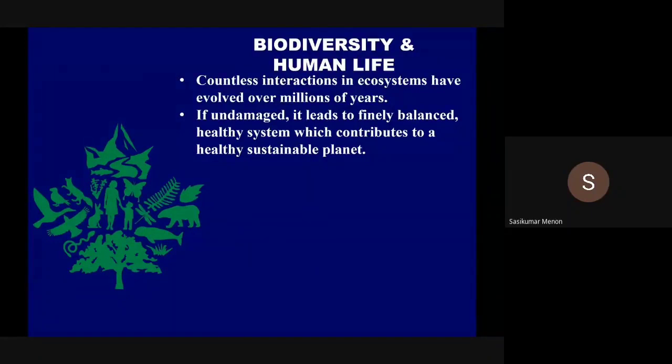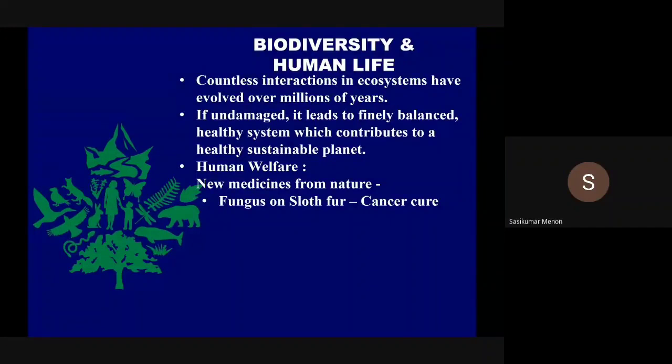This is what we are planning to do when we say biodiversity conservation: that we allow the interactions happening in these ecosystems to continue uninterrupted. Then, how do they come into human welfare? Now you get, biodiversity gives us new medicine.